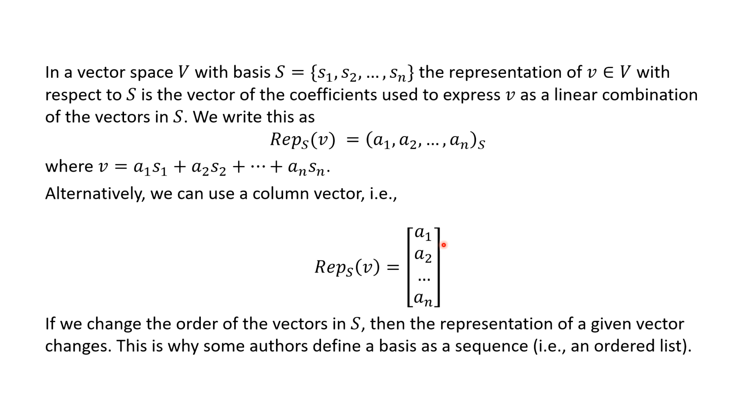Sometimes it's the same idea, but sometimes you need a column as opposed to a row. And this comes back to the representation issue I mentioned earlier about the order that you list your elements in the basis. Technically, if you switched S1 and S2, for example, then these representations would also change. You'd have a2 first and then a1. So the order is important when you talk about representations of a vector in terms of a basis.